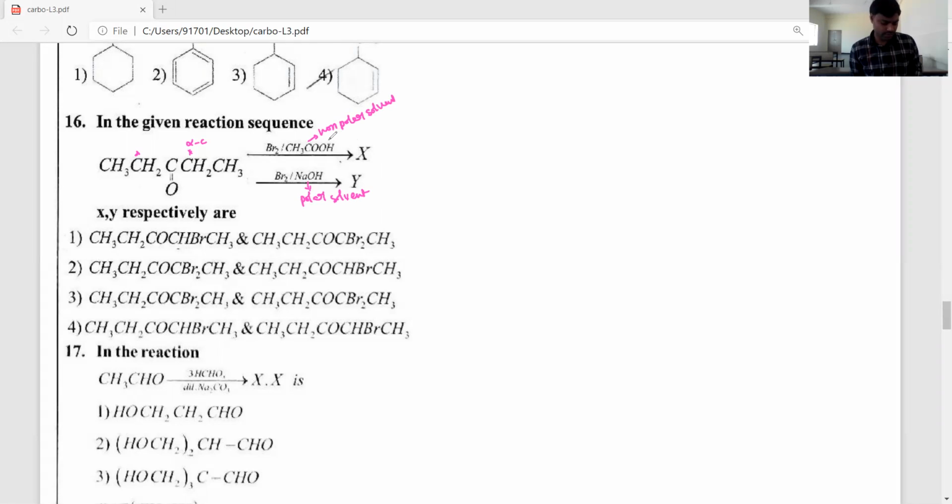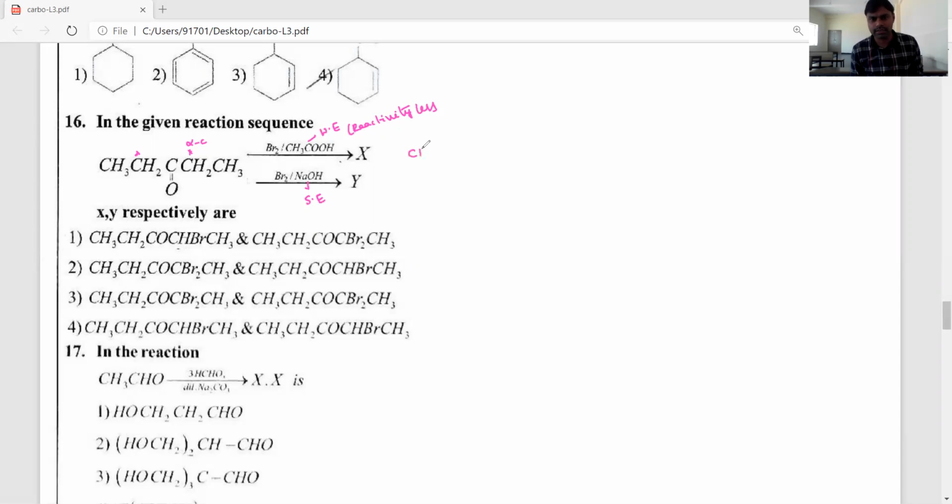Compared to NaOH, it is a weak electrolyte. Acetic acid is a weak electrolyte. NaOH is a strong electrolyte. That's why its reactivity is less. Then only one alpha hydrogen will be replaced by bromine.